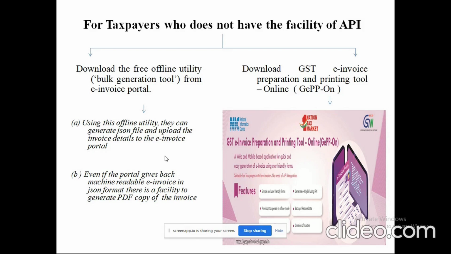The next option, the taxpayer can download the GST e-invoice preparation and printing tool online. It is commonly known as GEPP on. It is a web and mobile based application and it helps in generation of e-invoice for taxpayers having few invoices. For this application, the API integration is not required. It is a simple and user-friendly application, and e-way bill also can be generated using this application.